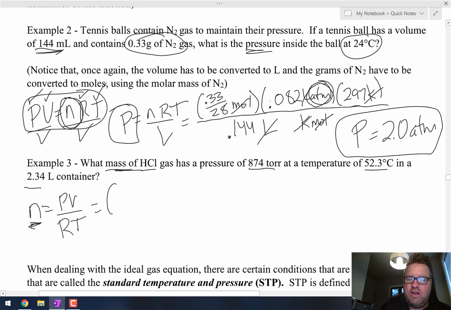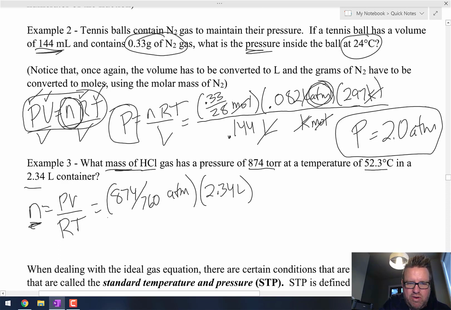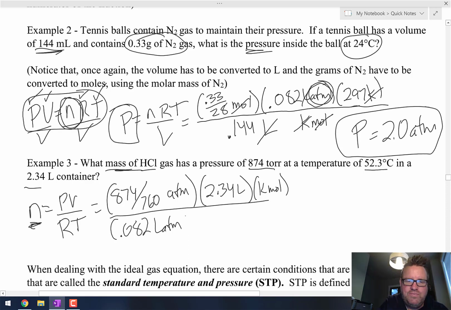So I know I need to convert my torr to atmospheres. So 874, and again, watch how I do this. I just go divide by 760, and I don't even write the answer. I just write 874 divided by 760, and then I write atmospheres, because I know that once I divide those, my answer is going to be in atmospheres. Times the volume, 2.34 liters. That's nice of them. It's already in liters. That's great. R is, again, 0.082 liters atmospheres on the bottom. And remember, there's our Kelvin mole on the top again.